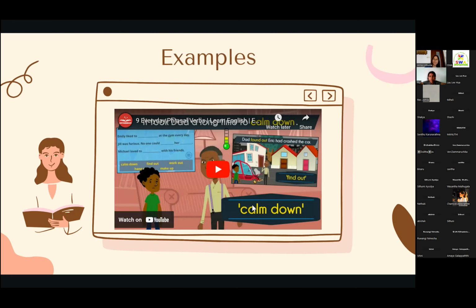Now that we've seen the definition of a phrasal verb and how to form it, let's look at some examples of phrasal verbs.